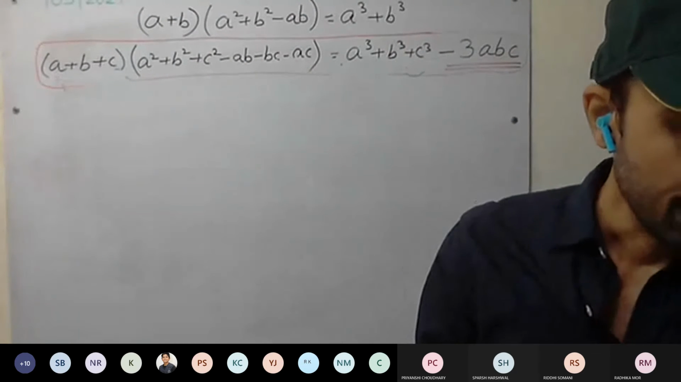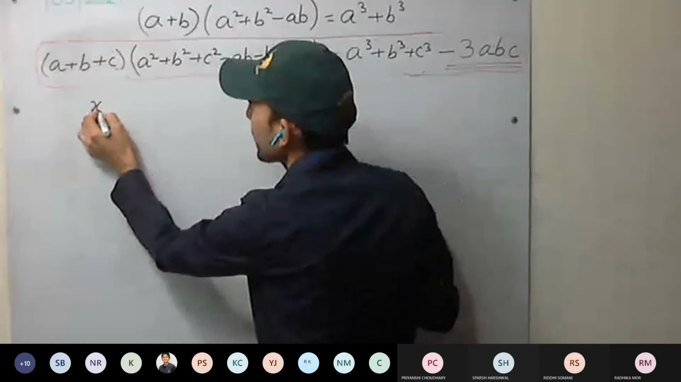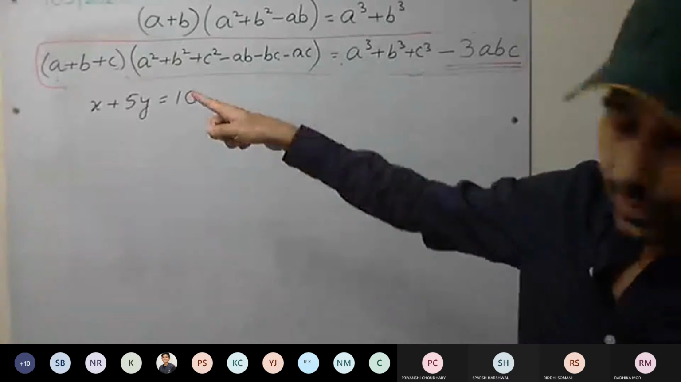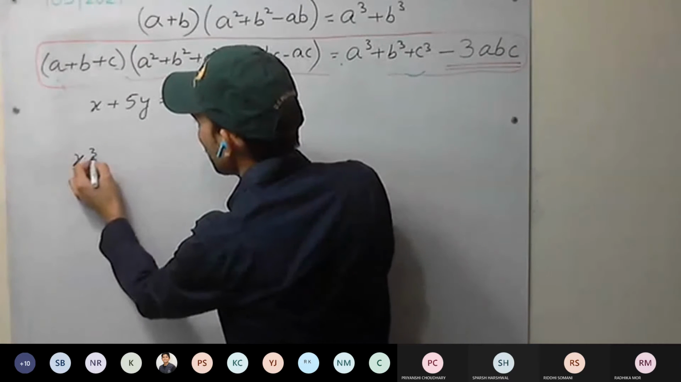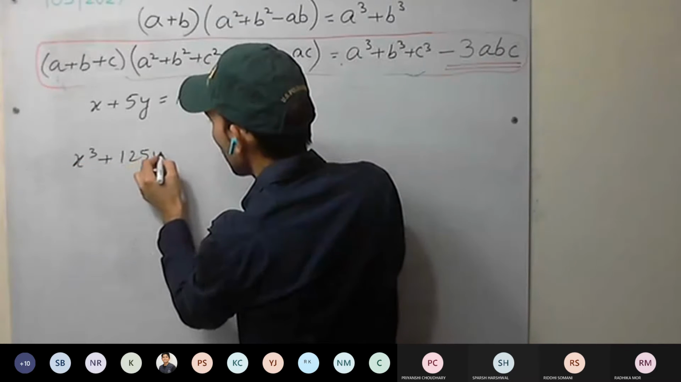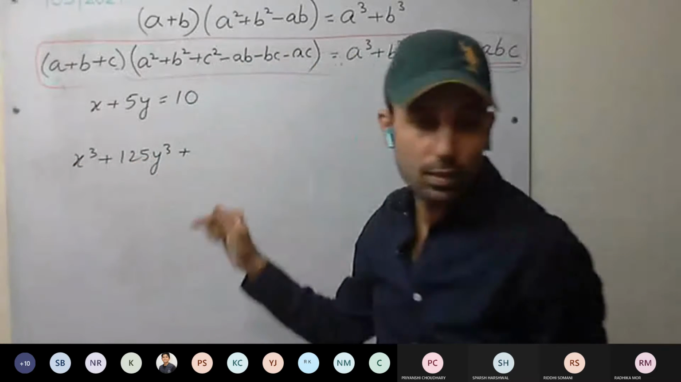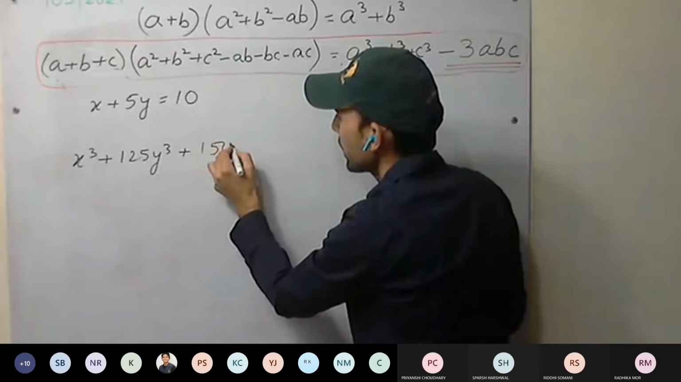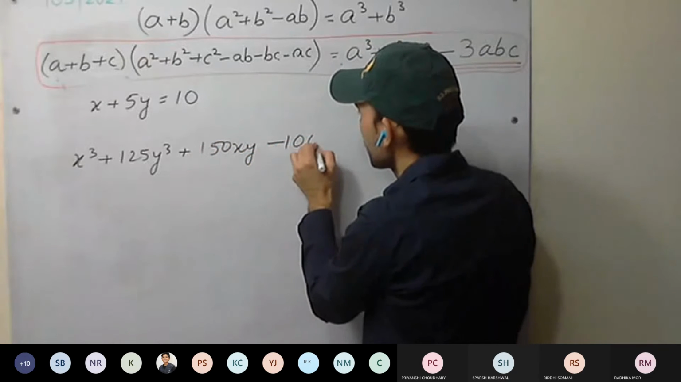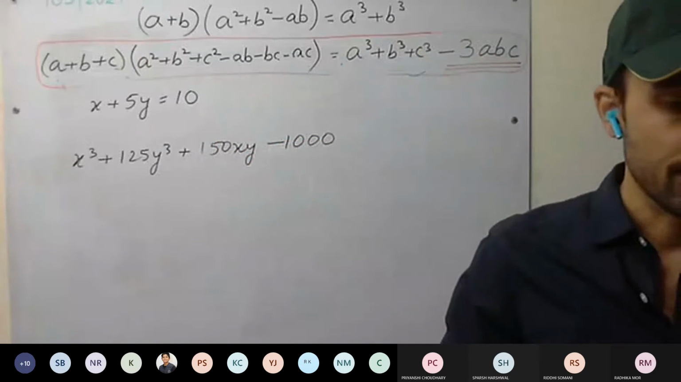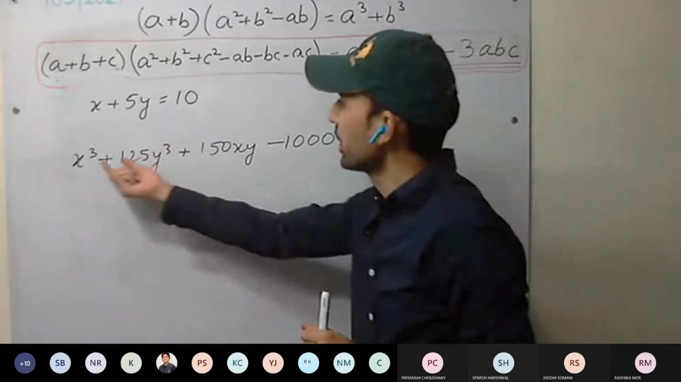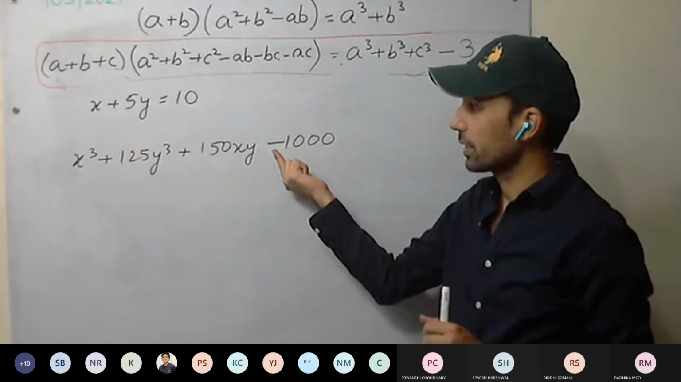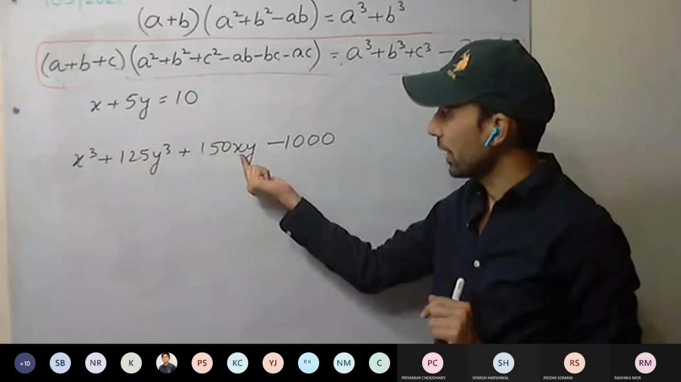So seventh one, see here. How it is given? x plus 5y equal to 10. I'm leaving some space. Then I'm writing x cube plus 125y cube plus 150xy minus 1000. This is given. x cube, 5 cube is 125y cube, 10 cube is 1000 with minus sign is given. And 150xy is given.